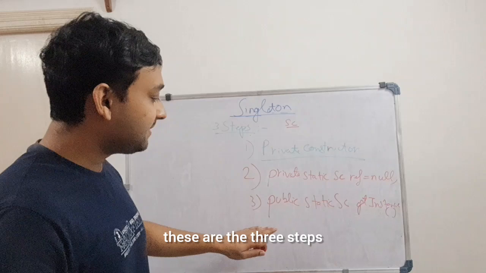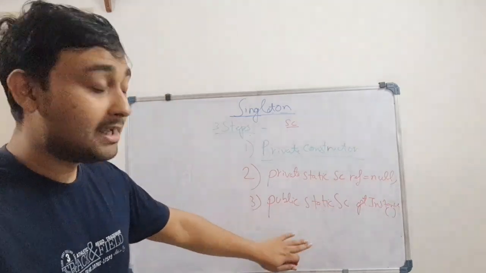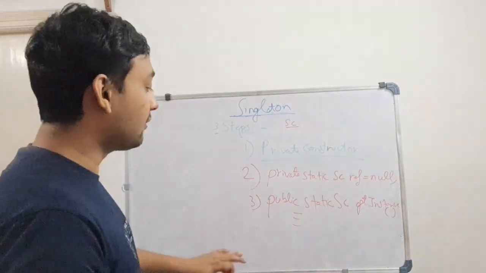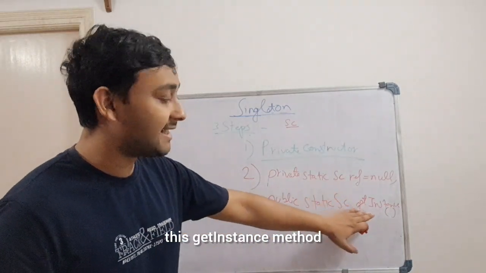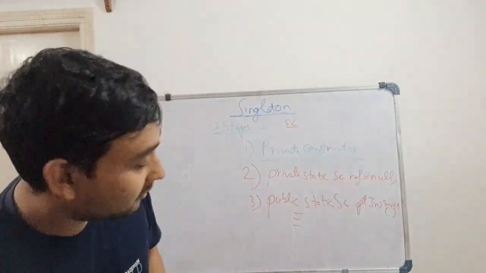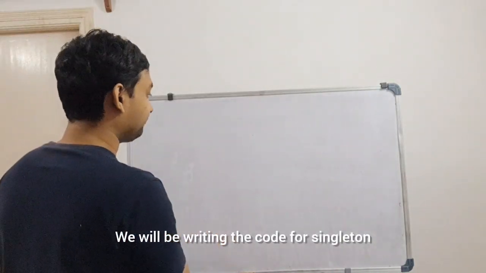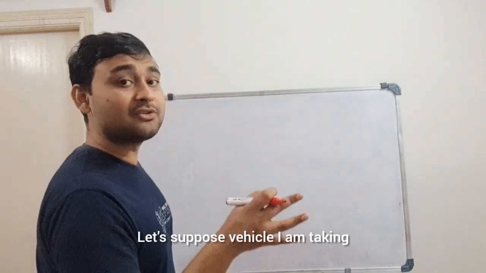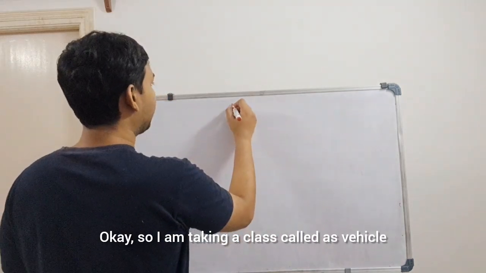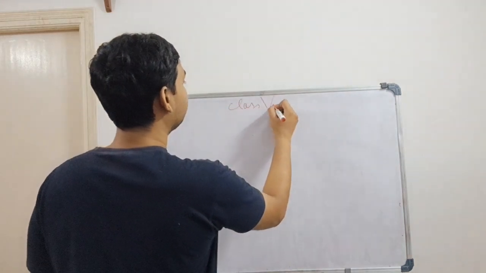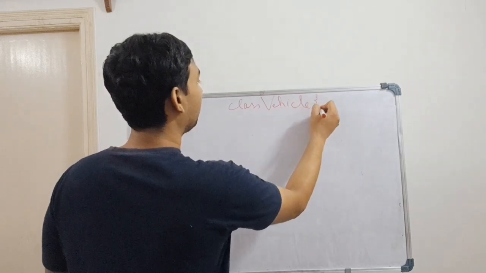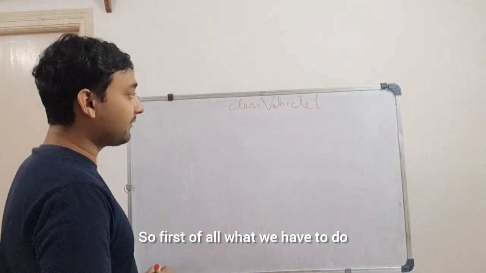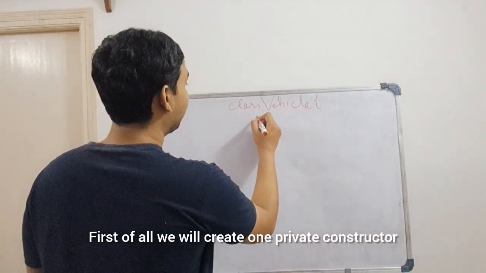So these are the three steps, and within this method there are certain steps that we need to follow. That is very important. What steps we need to perform within this getInstance method, we will be learning now. So let's write the code for singleton by taking one class. Let's suppose I am taking a class called vehicle. Now how can we make this vehicle class a singleton class? First of all, we will create one private constructor.